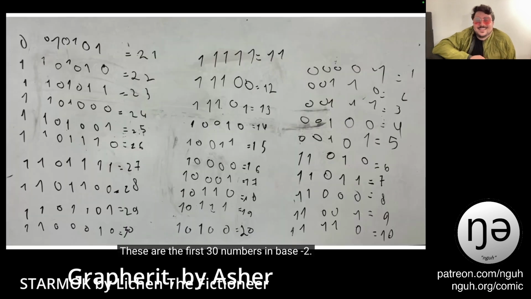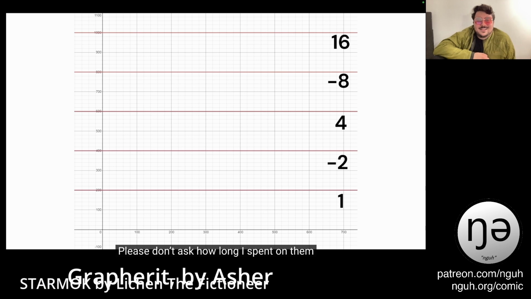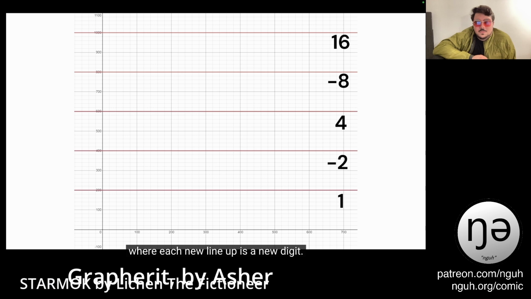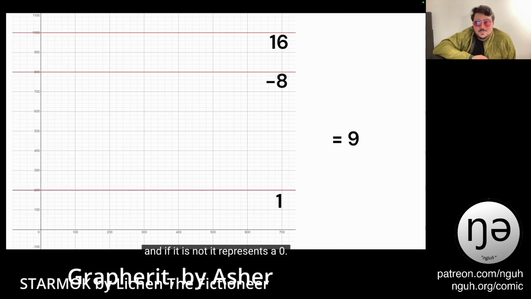Sure. These are the first 30 numbers in base -2. Please don't ask how long I spent on making them. Each digit is represented by a line at a multiple of 200, where each new line up is a new digit. If a line is there, it represents a 1, and if it is not, it represents a 0.